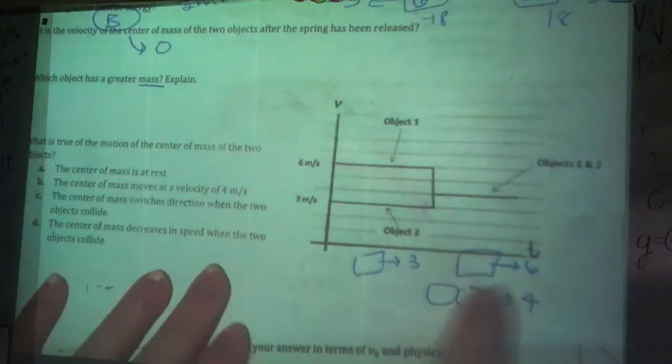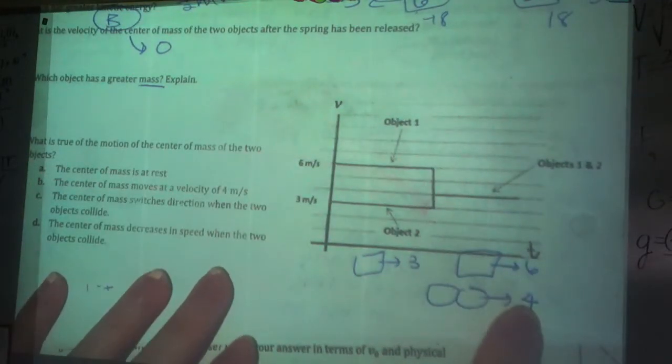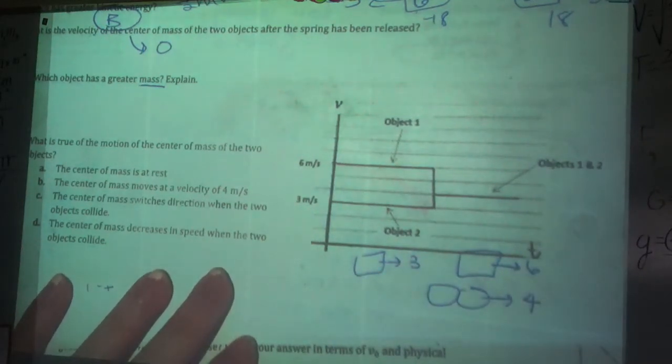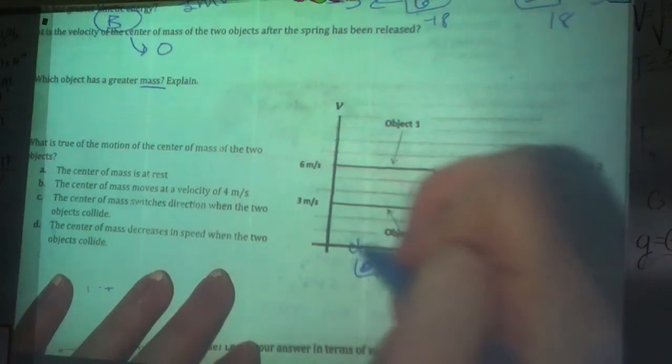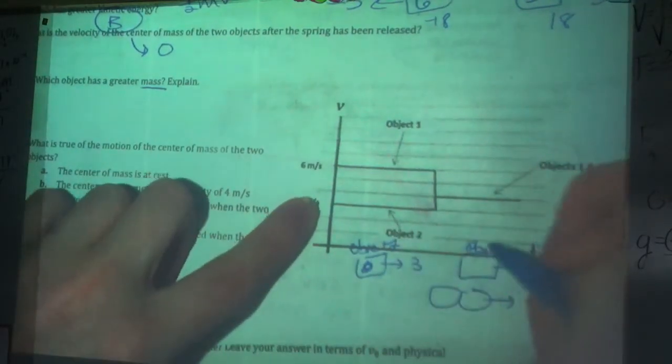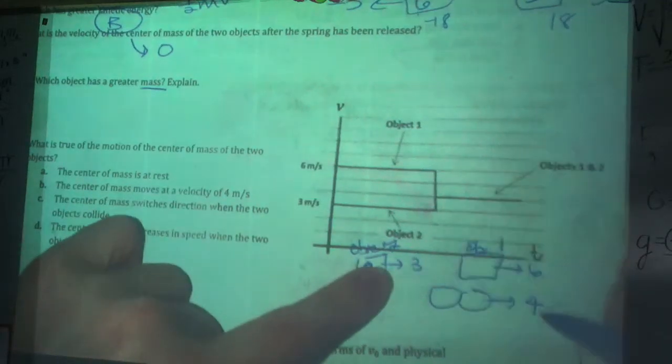So if you look at this, one lost 2 meters per second, this one gained 1 meter per second, so they have to have the same change in momentum, because momentum is conserved, but they have different changes in velocity, which means they have different masses. So the one that has the greater mass is the one whose velocity doesn't change as much. Object 2 is going at 3, and object 1 was going at 6. So the one that changed the least was object 2. So the greater mass is object 2, because it had less change in velocity.